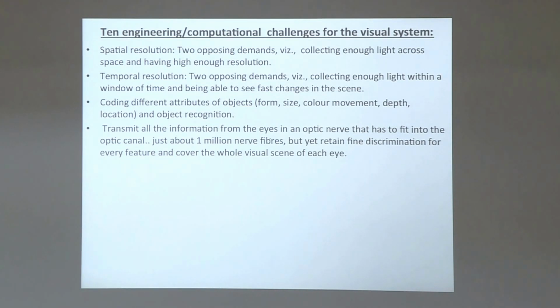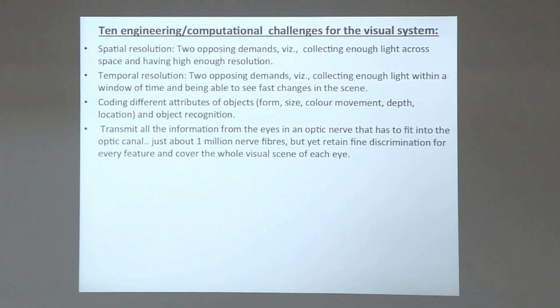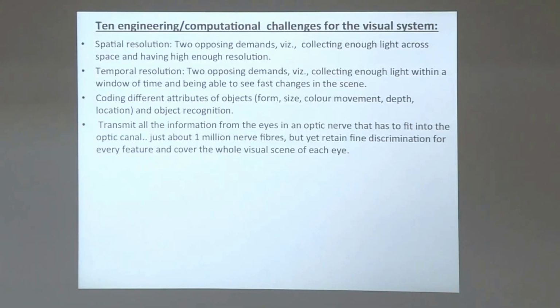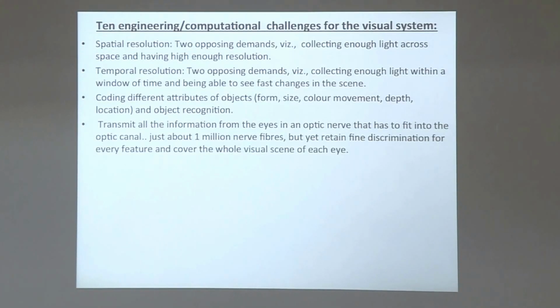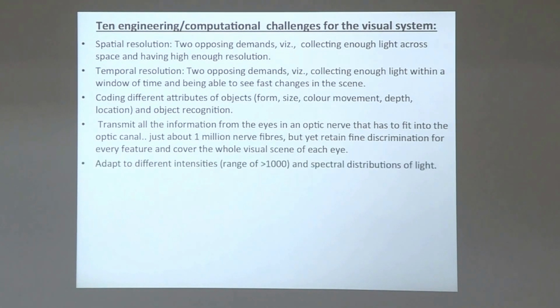Then if you take the eyes, there's another mechanical problem. There are 1 million optic fibers going from the eye to the thalamus and then to the cortex. These 1 million optic fibers have to carry information about the entire visual scene, so it needs fine discrimination. At the same time, how do you carry information about every feature, such as color, spatial resolution, form, and movement, in those 1 million fibers?